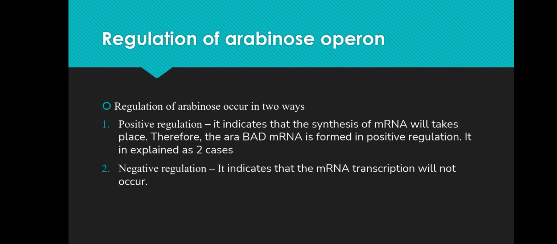As I told, regulation of arabinose has both positive regulation and negative regulation. Positive regulation is known for synthesizing of mRNA, and negative regulation is where positive regulation indicates that synthesizing of mRNA will take place, and negative regulation indicates that mRNA transcription will not occur.